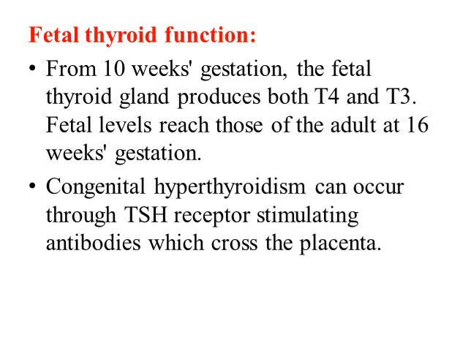The fetal thyroid will start functioning from the 10th week of gestation and will produce both the T4 and T3, and the fetal levels will reach that of the adult by about 16 weeks of gestation. But still, some of the maternal thyroid hormones will pass into the fetus, and also the baby still depends on the maternal hormones for its metabolism.